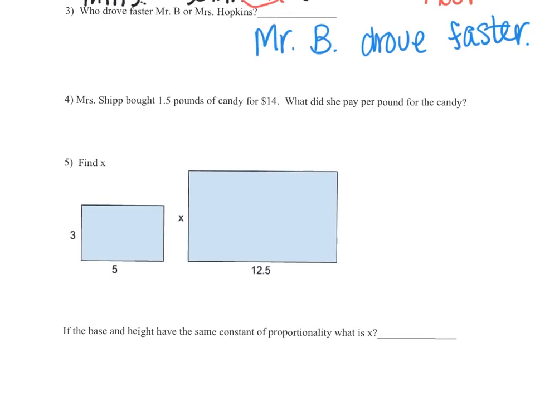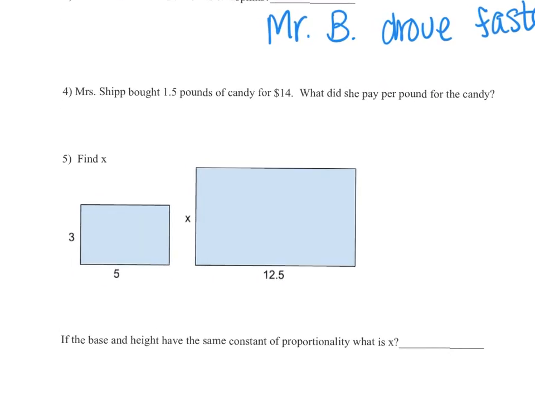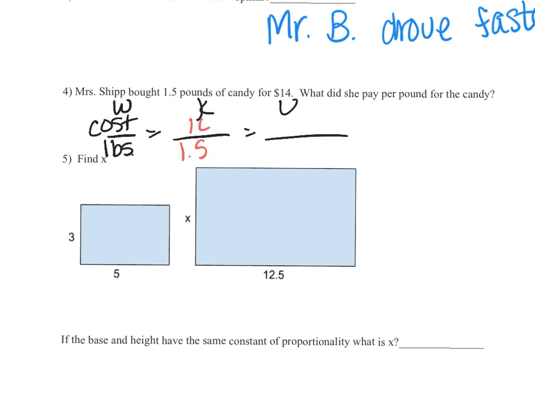So on number 4, we have Miss Ship bought 1.5 pounds of candy for $14. What did she pay for a pound for the candy? So we're going to set up our WKU. And we're going to do cost over pounds. Okay, so Miss Ship, she bought 1.5 pounds for $14. So we want to know per 1 pound, how much did she pay?